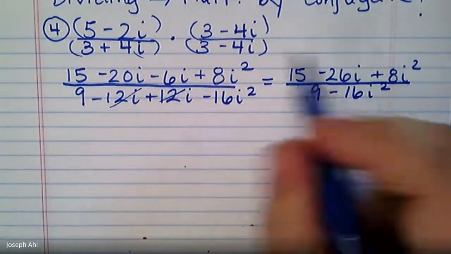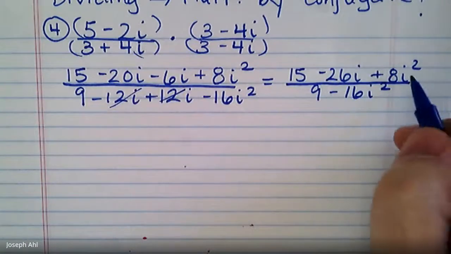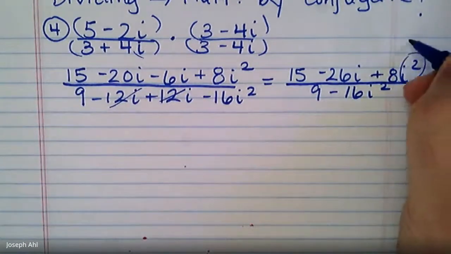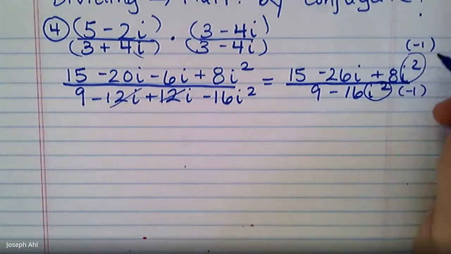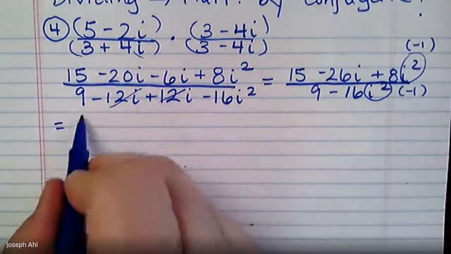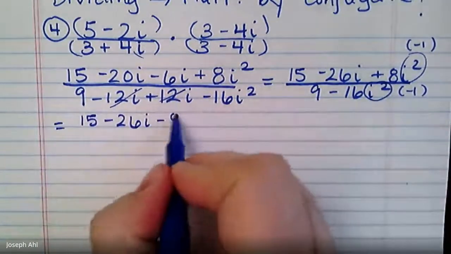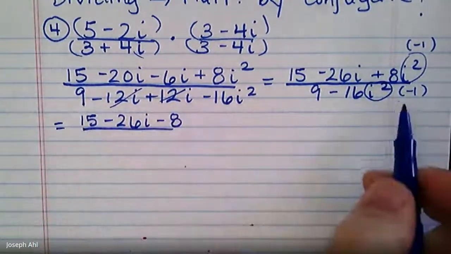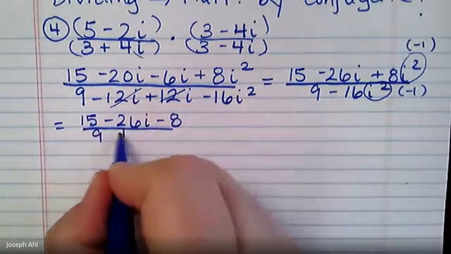So why does this process guarantee that we no longer have i in the denominator? It's because we know that i squared from the last example has a value of negative 1. So we're going to go ahead and substitute in negative 1 for those i squared locations and continue to clean this up a little bit. So we get 15 minus 26i, and then that would become minus 8 up top. The bottom is going to become 9, and negative 16 times negative 1 is now plus 16.